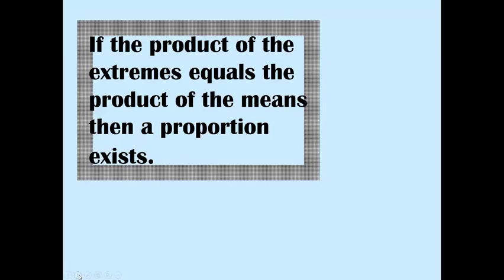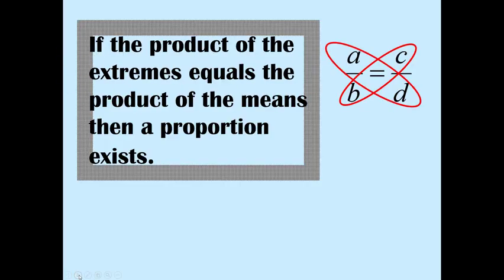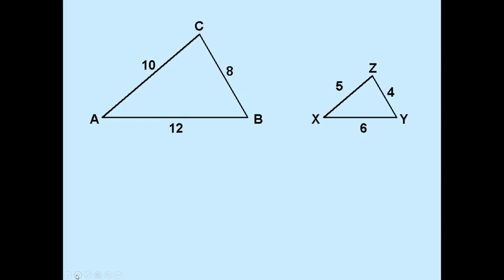Okay, if the product of the extremes equals the product of the means, then a proportion exists. So we'll be talking about that. In other words, you can cross multiply and those should be equal. So BC should be equal to what? AD. And this allows for us to solve if we have a missing side. Okay, let's take a look at this.